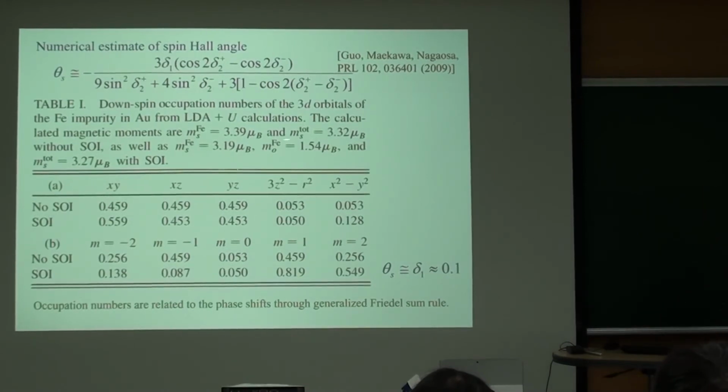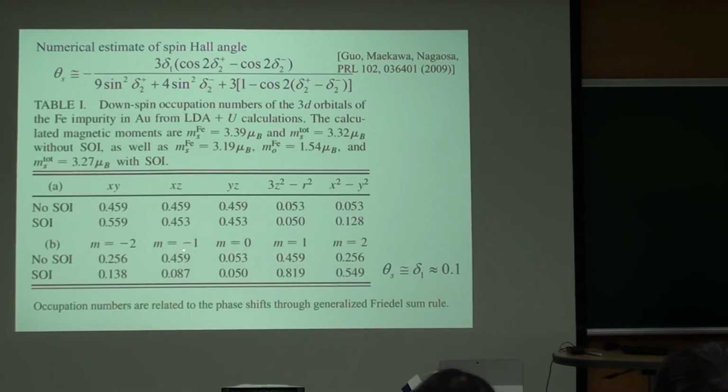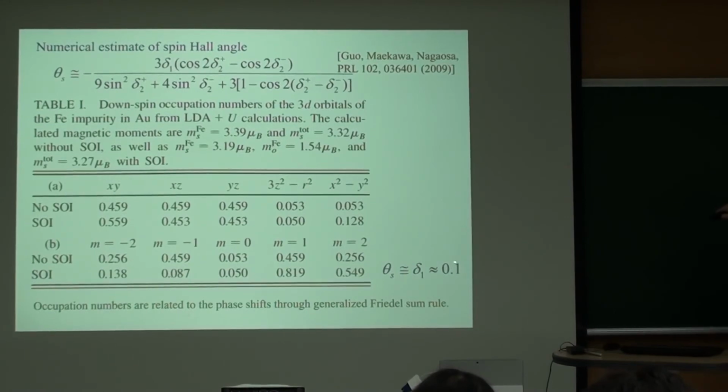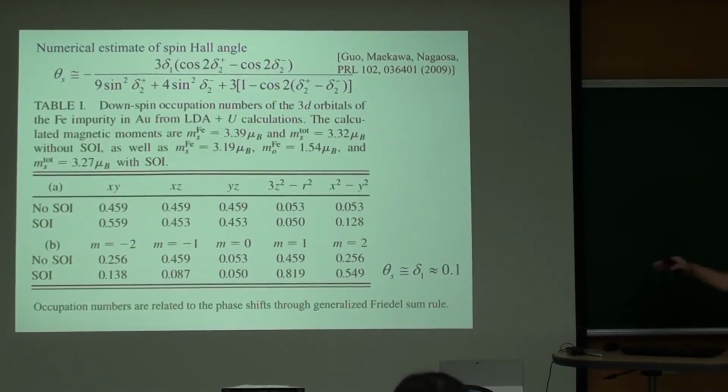Now, some of you may know that there's a sum rule called Friedel's sum rule, which relates partial wave phase shift to orbital occupation number. Doing an initial calculation, you can calculate the orbital occupation number. Then we put this in, and we estimate a spin Hall angle of 0.1. I should not take this too seriously, but I'm happy that it's the same order of magnitude.